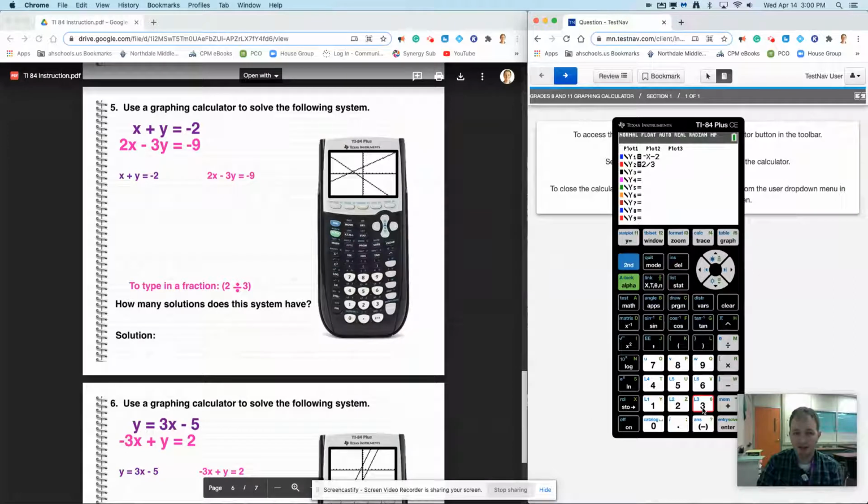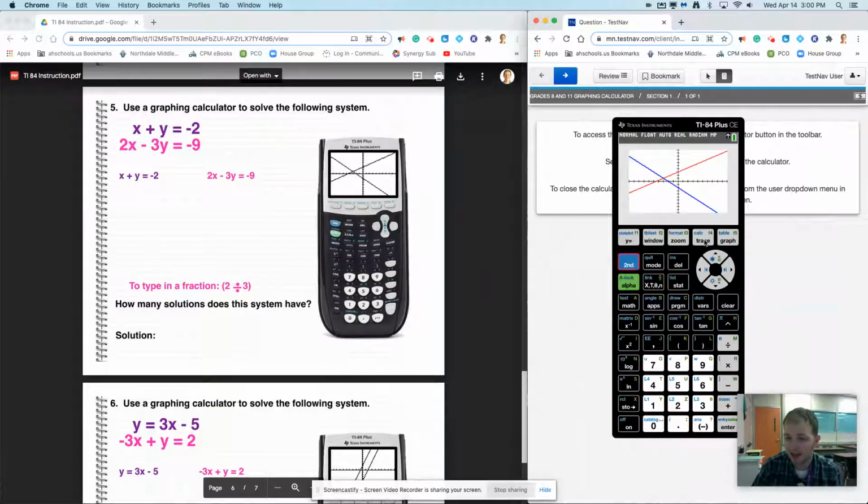And then I'm going to multiply that by x. And then I'm going to say plus 3 is what you should get for your equation there. So to type in the fraction, be sure that you do 2 divided by 3. And then I'll just go to graph. And there's my graph again.